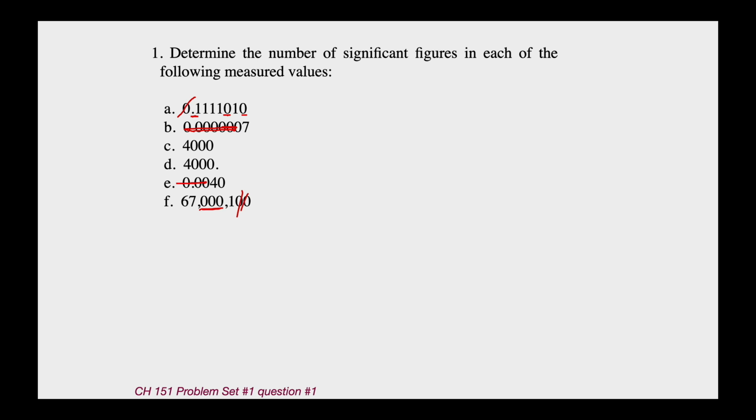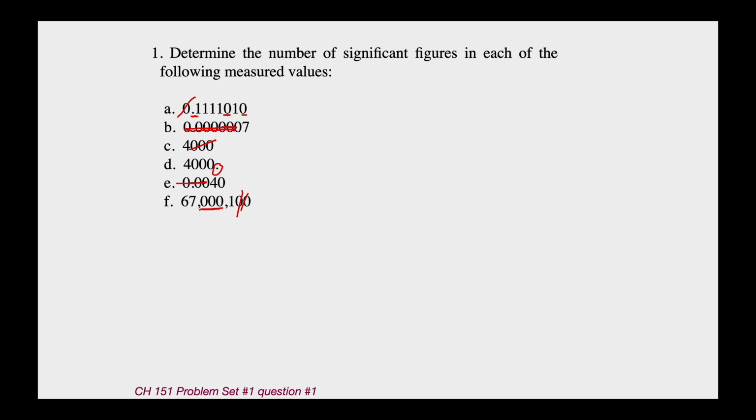Now on C and D, the difference between them is D has a dot and C does not. In C, all of those zeros would be considered placeholders. All right, they don't count. They're not significant. Only the 4 on that one would be significant. But if there's a dot, that means that those zeros count. They are significant.